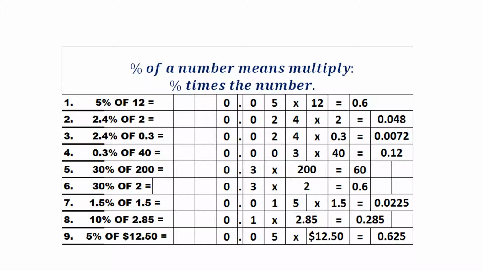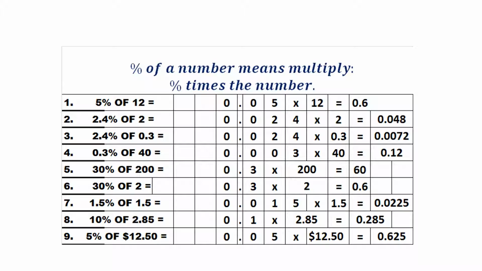Just 0.12. Now we got 30% of 200. 0.3 times 200. Well, 3 times 200 is 600. 1 digit to your right, 60. And now we got 30% of 2. 3 times 2 is 6. You got 1 digit to your right, 0.6.